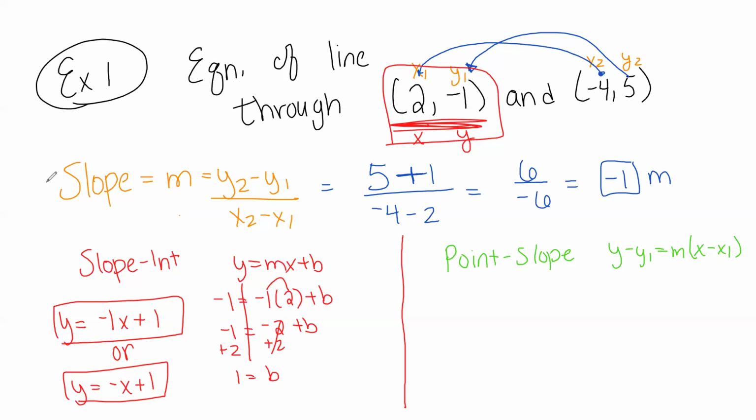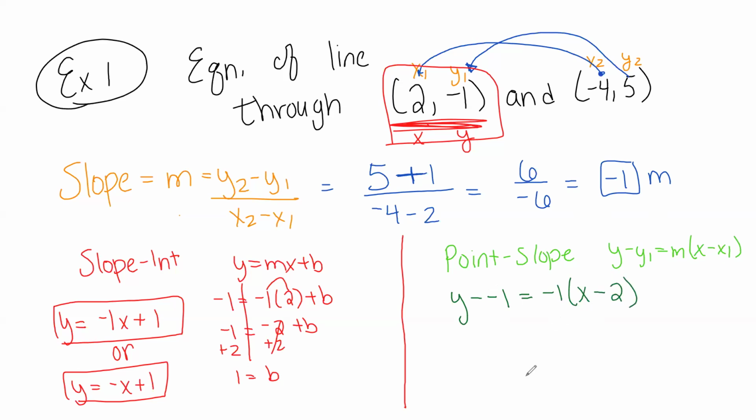Okay, going to the right side, I will now do this with point slope, and I will still use that first point. You can do either. It doesn't matter. So you're going to keep the y, keep the minus. The y value is -1. Keep the equal. The slope we found in the blue work is -1. Keep the x, keep the minus. The x value is 2.